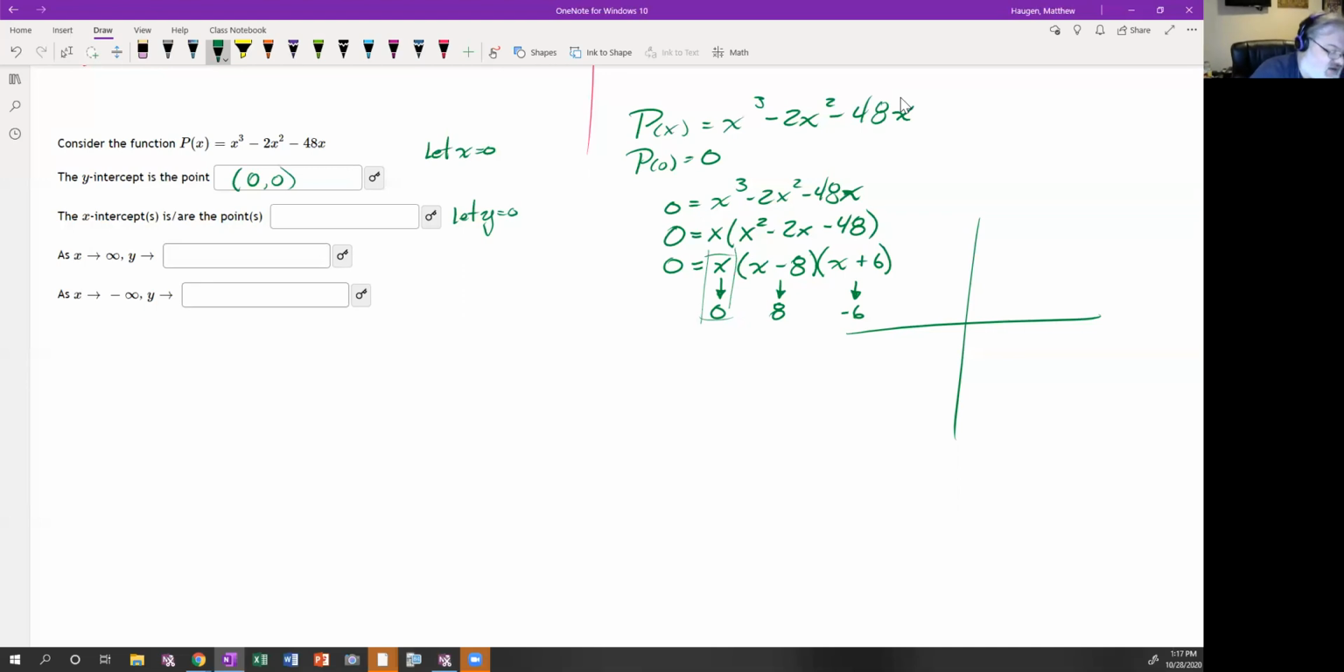So we have an x-intercept at 0, 0, which we knew we had anyway. We have an x-intercept at 8, 0, and the x-intercept at negative 6, 0. So we've got that point at negative 6, this point at positive 8. Cool.